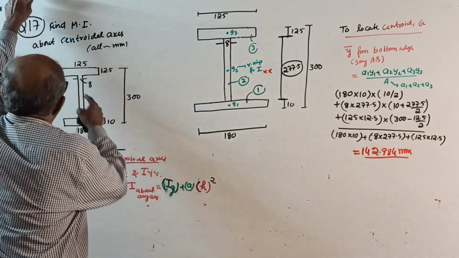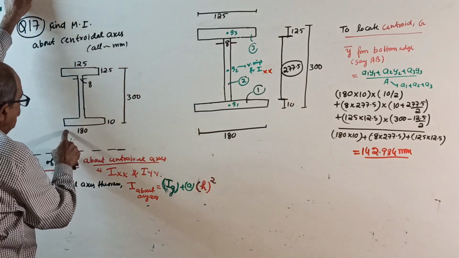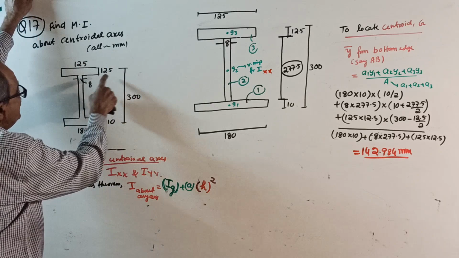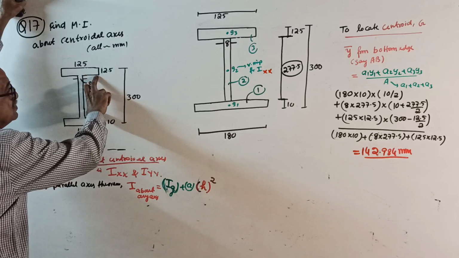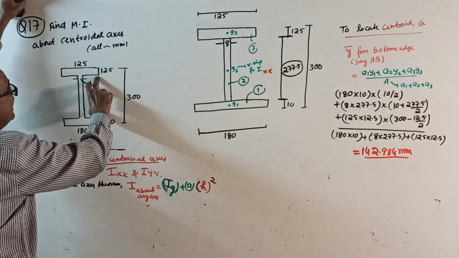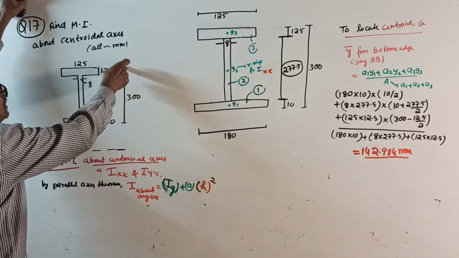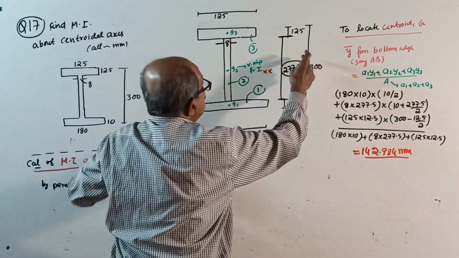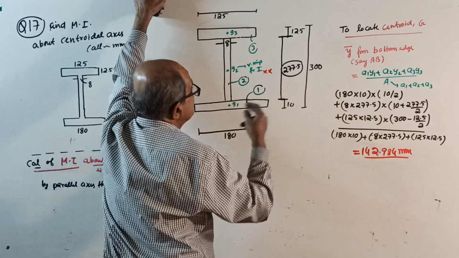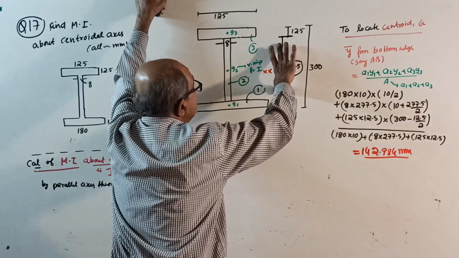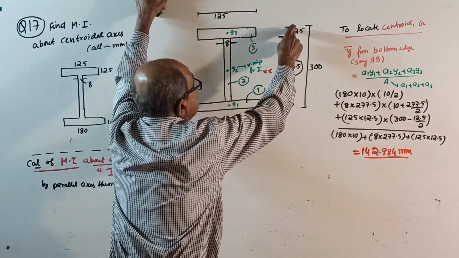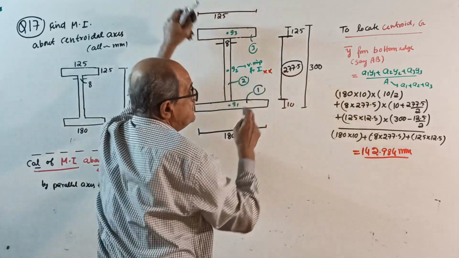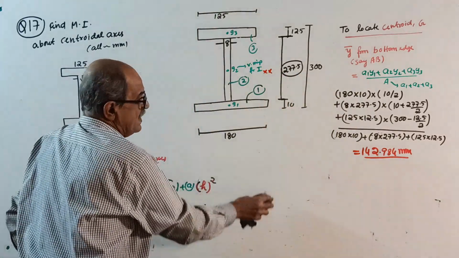Second question. 125 by 12.5, 180 by 10, thickness is 8, total 300. See, last time this is given as 300. So the total was 300, which is this one plus this one. Now total is given as 300, so this distance you have to get now. From last time, to see this distance, you add these two, then from the 300 you subtract this and get the distance. That much common sense is required.